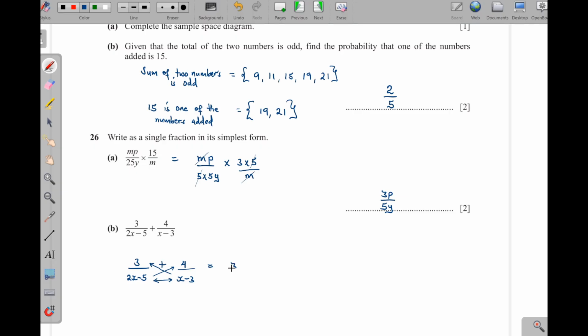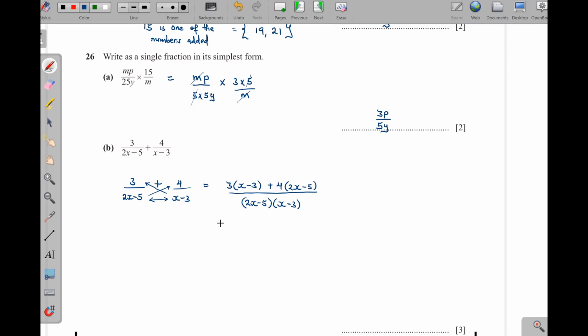So you are going to have 3 multiplying with x minus 3. Then you have the 4 here multiplying with 2x minus 5. So if here we have a minus, please put a minus here. Simple as that. Then down here, we shall have 2x minus 5. And then here you have x minus 3.